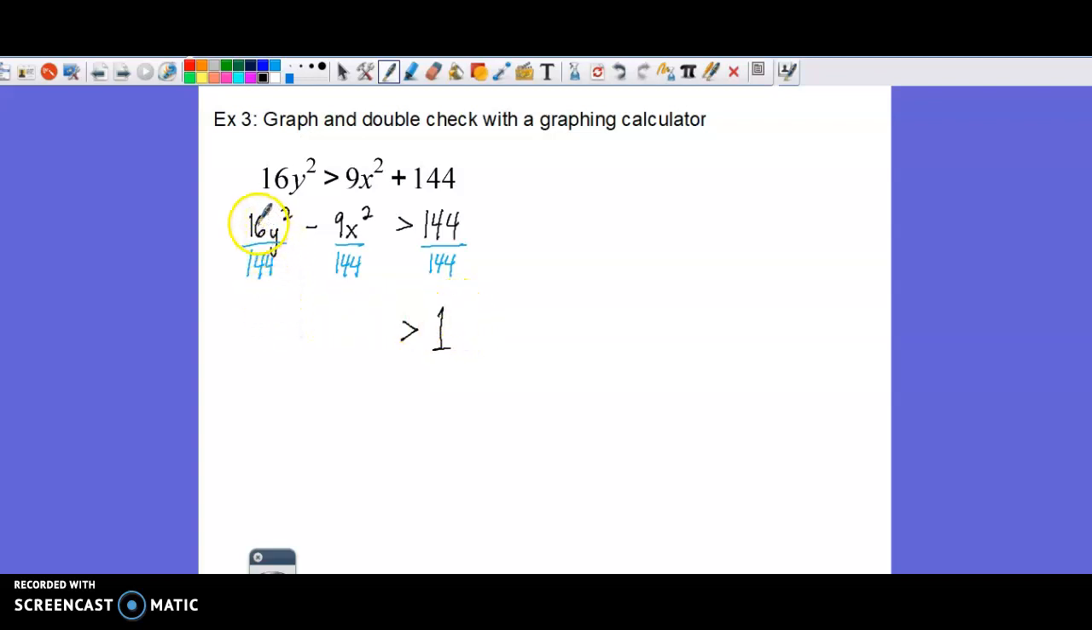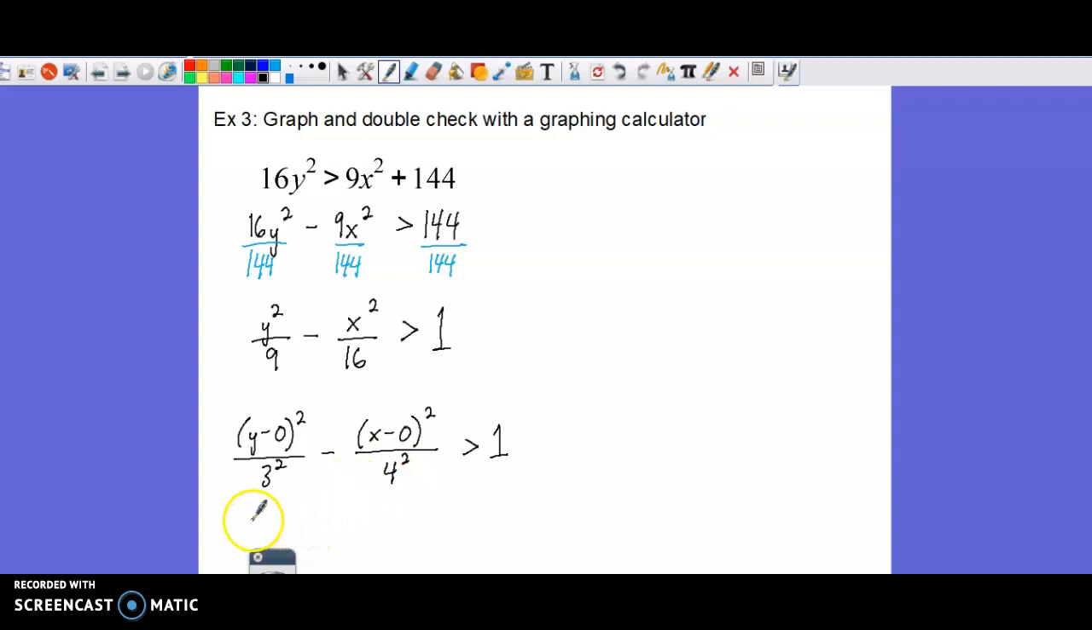And if you reduce, I think you've probably noticed the pattern that 16 times 9 gives you 144. So 16 goes into 144 9 times, and 9 goes into 144 16 times. And it might help you as well to write it out as y minus 0 squared over 3 squared minus x minus 0 squared over 4 squared is greater than 1.